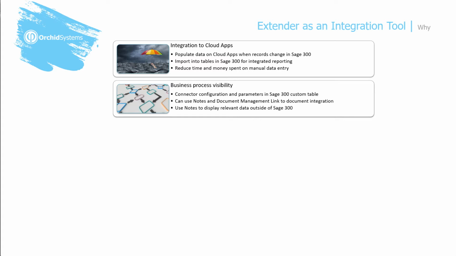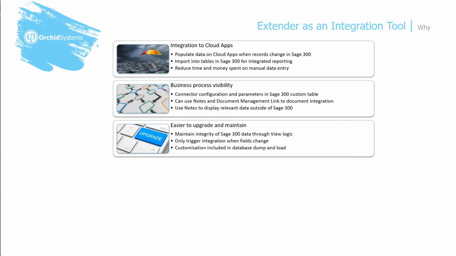You can use Orchid Notes and Document Management Link to document the integration. And you can also use Orchid Notes and Extender scripts to display relevant data from outside Sage 300. It can be data from Sage CRM, from Twitter, from LinkedIn. Your customization and integration projects developed in Extender are easier to upgrade and maintain.